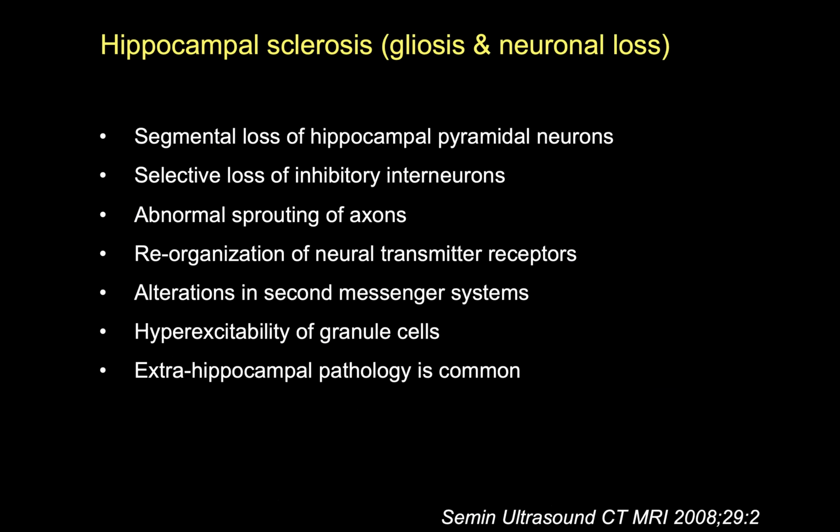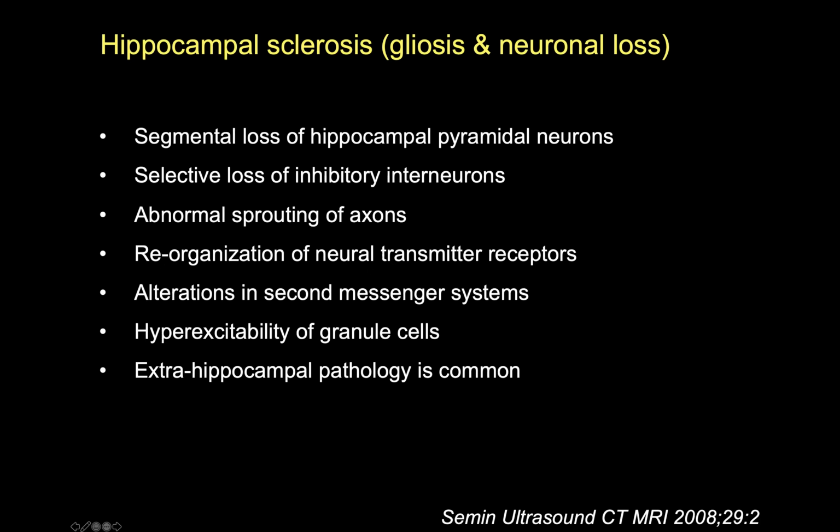Now, when we really get into the histology and cellular damage that's occurring in the hippocampus, just to mention some of the things that you might see histologically, as we saw on the first image, there was gliosis and neuronal loss. So that's the hallmark pathologic findings of hippocampal sclerosis. But what you really end up seeing is segmental loss of hippocampal pyramidal neurons, selective loss of inhibitory interneurons. You can see abnormal sprouting of axons. Some of that may be responsible for the signal change that we see in association with the sclerosis as well.